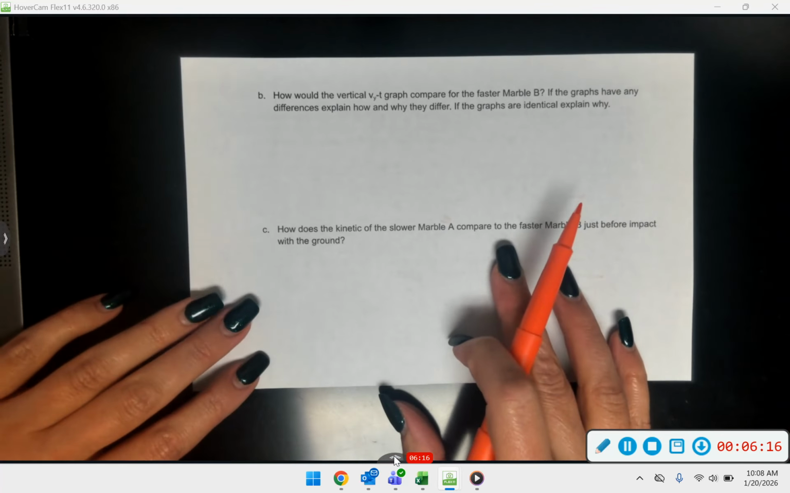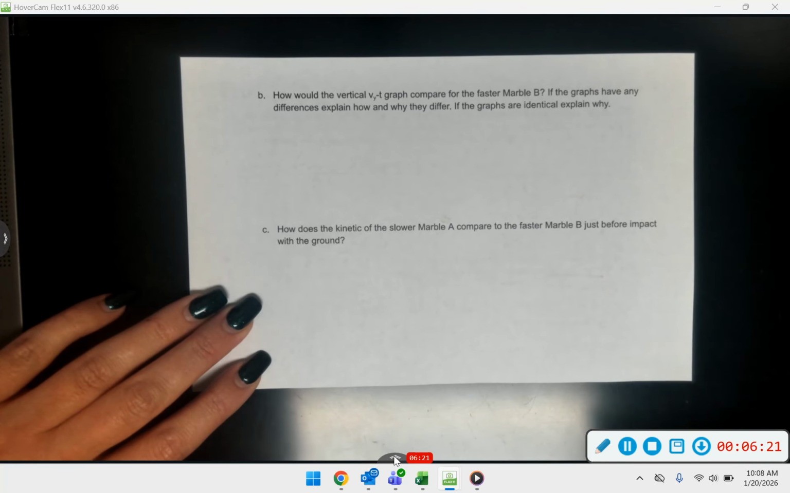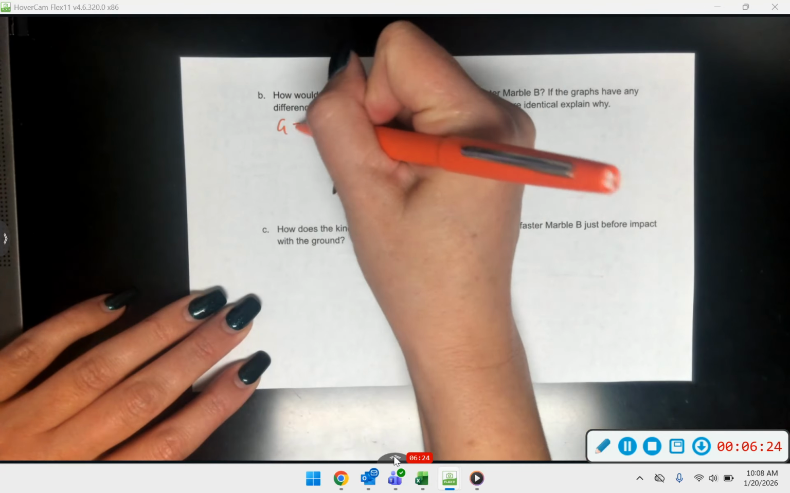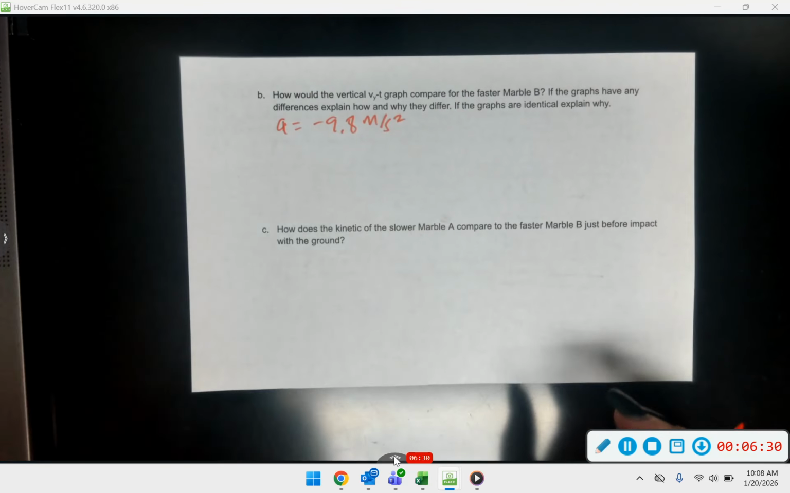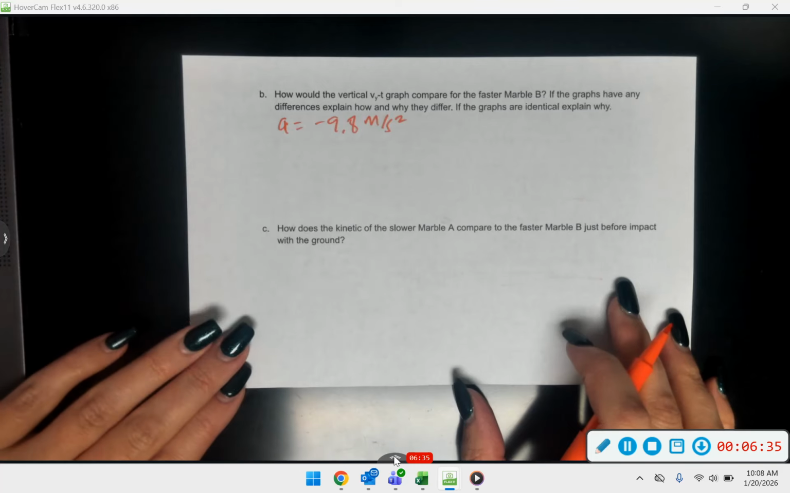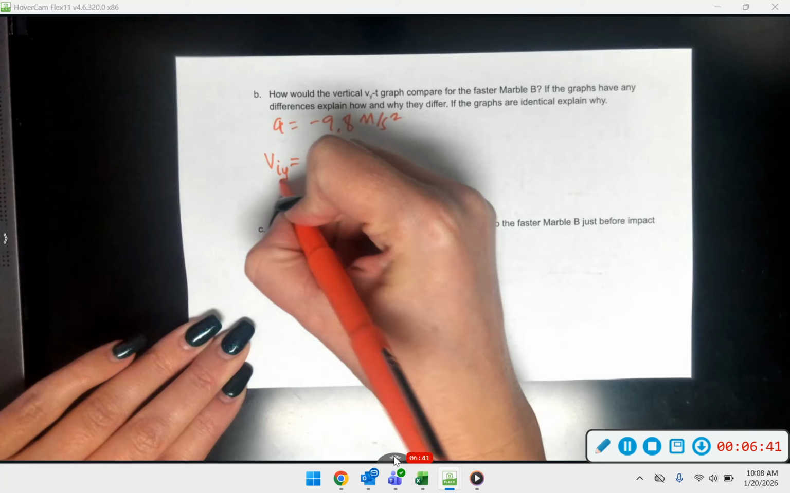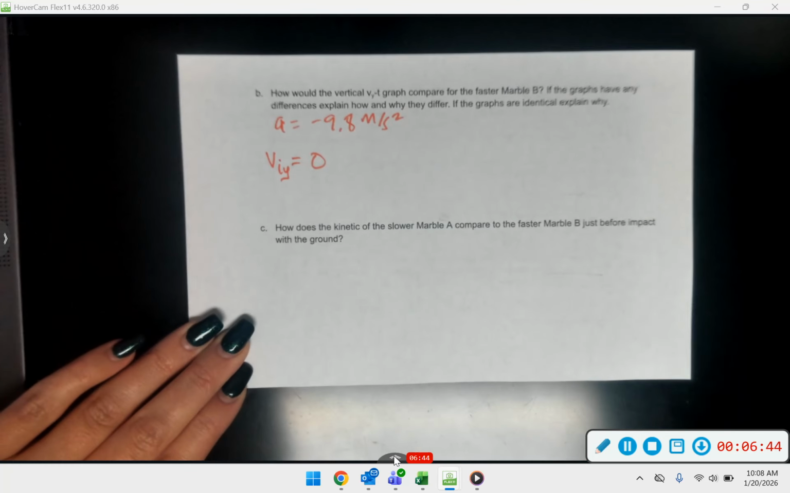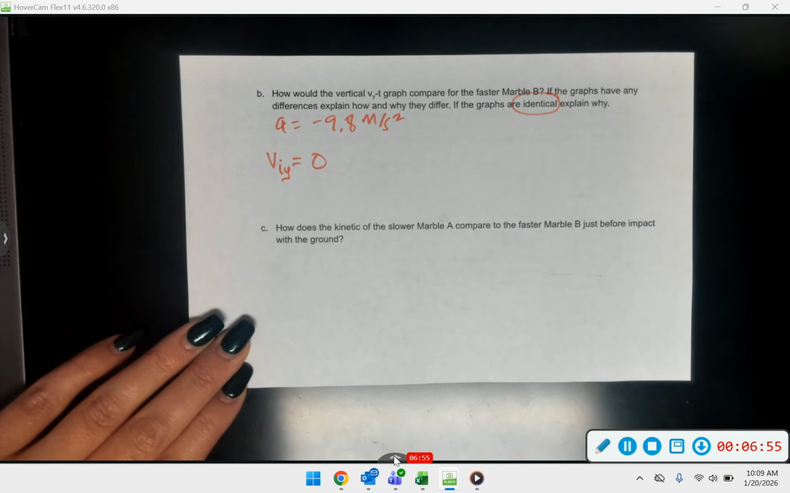Part B asks you to compare the vertical VT graph. And then again, vertical motion is independent of horizontal motion. The acceleration is still negative 9.8 meters per second squared for both. It doesn't matter that one of them was launched faster because the launch is horizontal. And so both of them have an initial velocity vertically of 0. And so both of them will have the same final vertical velocity at the end. They're both going to hit the ground at the same time. And those vertical VT graphs will be identical to each other.